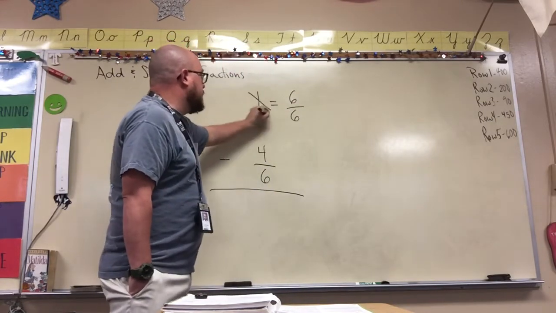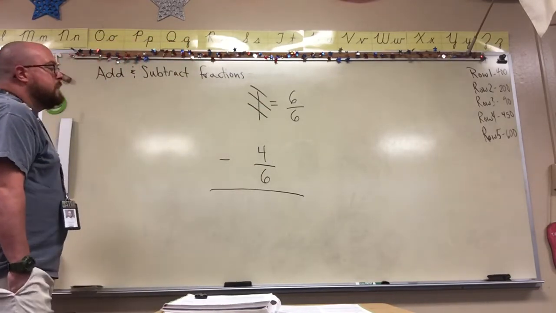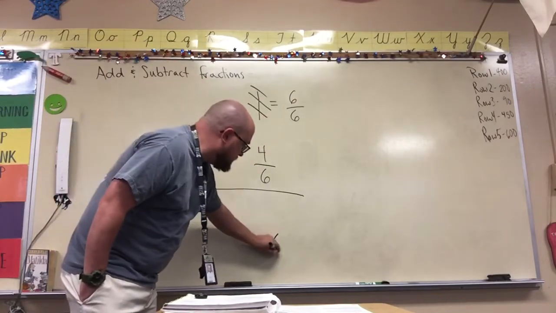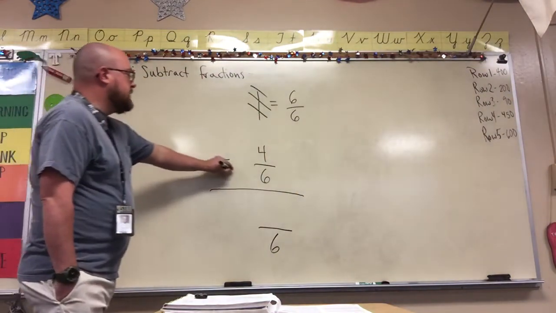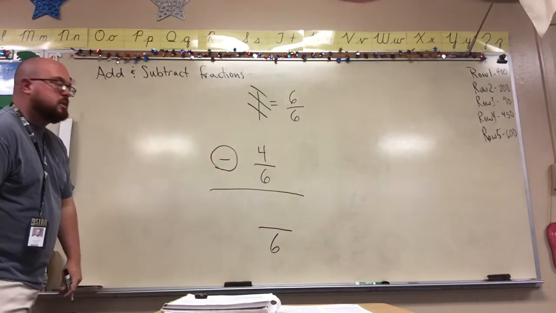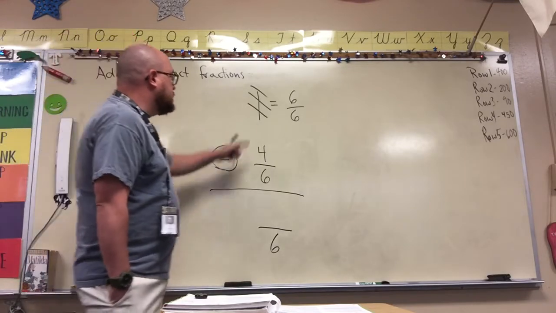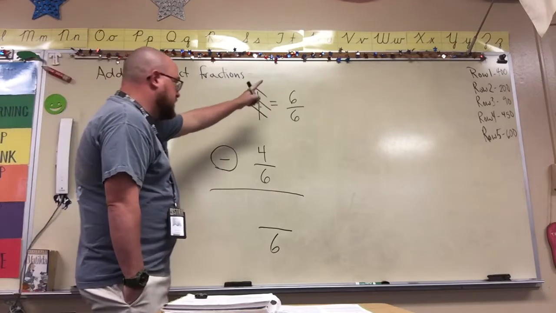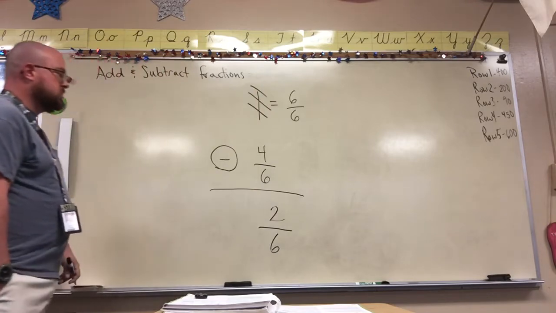And I'm kind of going to even ignore this 1. I don't need to look at it anymore. What that means is, when I look at this denominator and this denominator, I'm going to have a 6 underneath here. And then, looking at my sign, making sure I don't make a mistake, I see a minus. So what I'm going to do is I'm going to subtract a 6 minus 4. If I do 6 minus 4, I'm going to end up with 2 6ths.